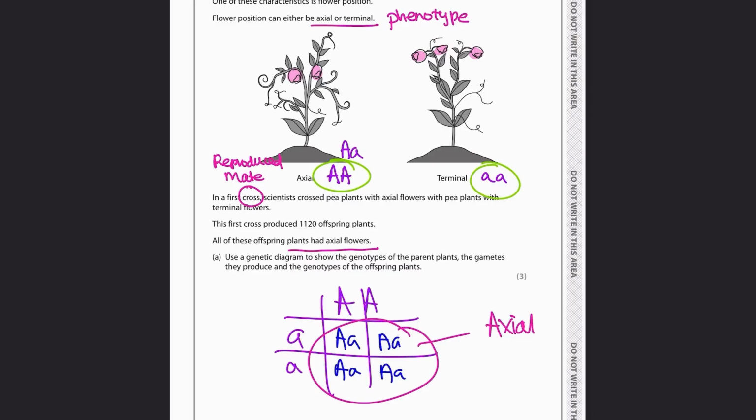So the take-home message here, guys, very importantly, is that if all of the kids were the dominant characteristic, which is the axial flowers, that means one of the parents must have had both big A's. Because if they even had one small a, that combined with the other small a is going to give a bunch of terminal flowers. And that's not the case here. So you've got to work through it. That's why genetics is so interesting.